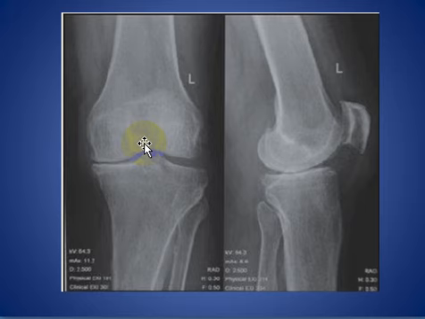So this is a case of knee osteoarthritic changes with osteophytosis, narrowing of the joint space medially, subchondral cystic changes, and sclerosis of the subchondral area, associated with patellofemoral osteoarthritic changes.